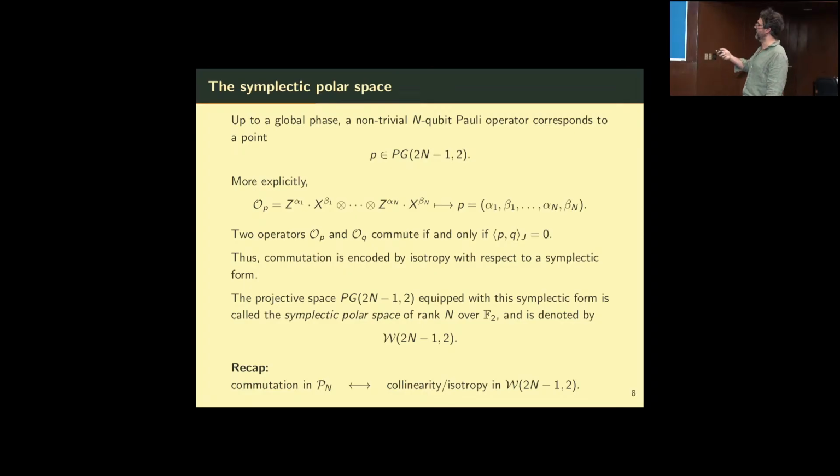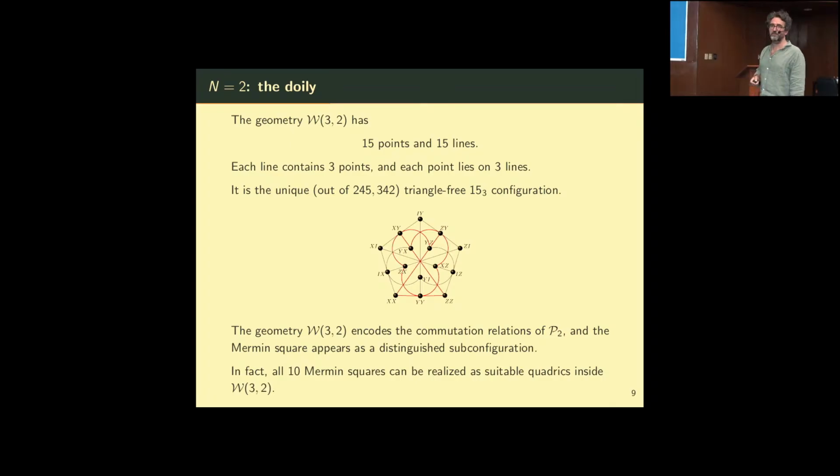Okay, so now comes the nice example. All right, so this is the first geometry to discuss. It's called the doily, or W_3(2), or the symplectic polar space of rank 2. It's a geometry which contains 15 points and 15 lines. It's given by this configuration here. And it's a geometry which encodes all commutation relations of the two-qubit Pauli group. Okay? So you see here, for instance, XX, YY, ZZ. This is exactly this context here. Okay?